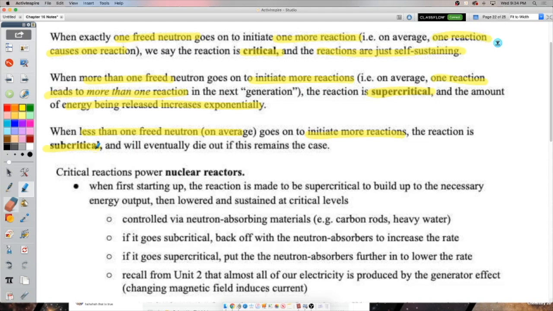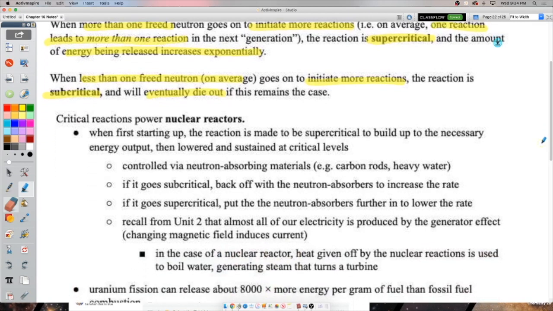Say for every 2 reactions, you're only getting 1 reaction out. Well, that's going to go downward, right? Eventually, you'll get to the point where you have no reactions occur. If you keep it subcritical, the reaction will eventually peter out because fewer and fewer reactions are going to be happening. So what's the application of all this stuff?